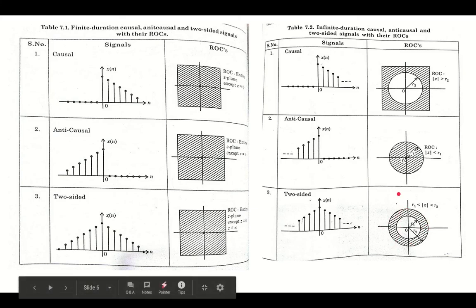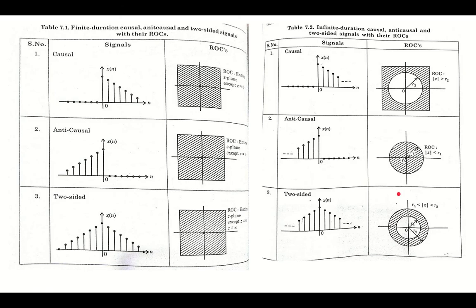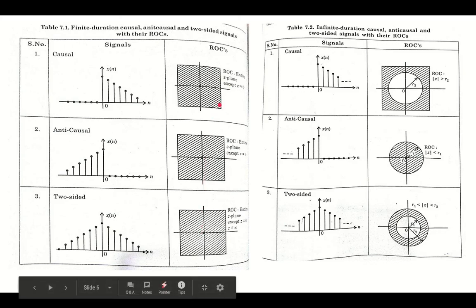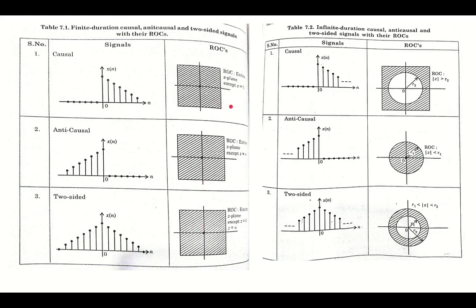In this way, we have seen that for infinite duration signals we have different types of ROCs, and for finite duration signals we have almost the same ROC except for the values of z equal to 0 and z equal to infinity. While in the infinite duration signal, that is not the case, the ROCs are entirely different.